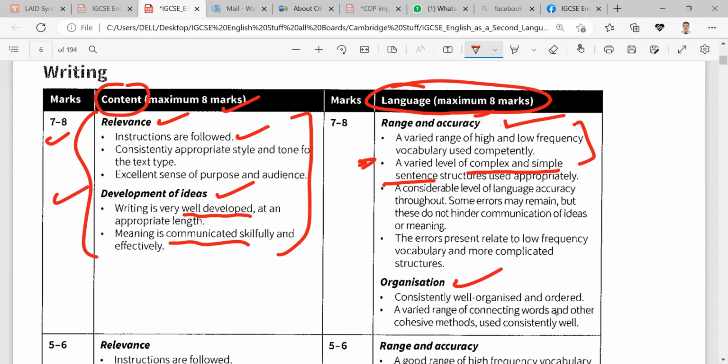In this way, you show that you can play with language, you can play with writing different structures. So the examiner, of course, should give you a high mark.